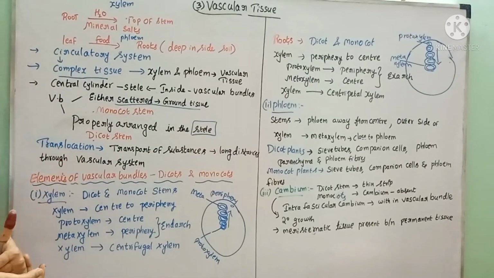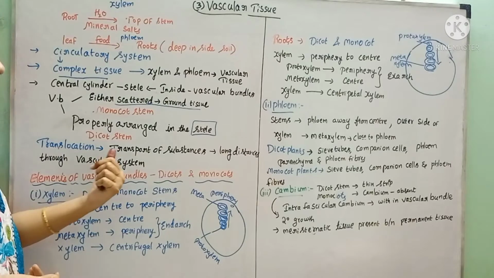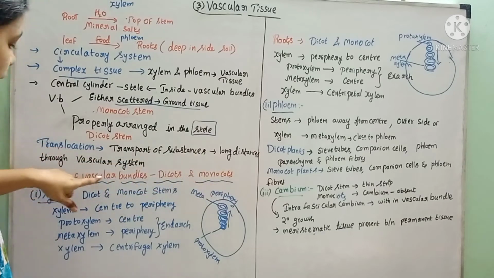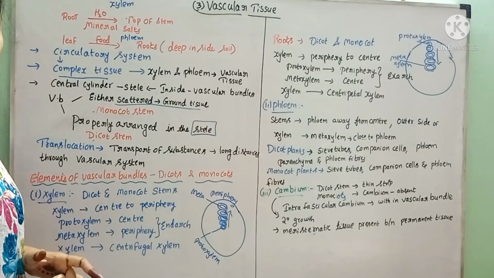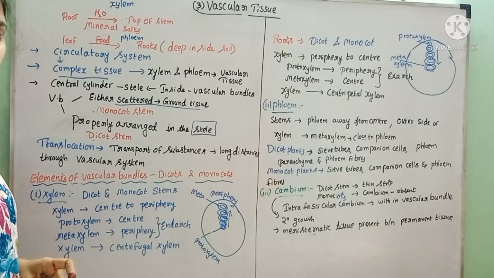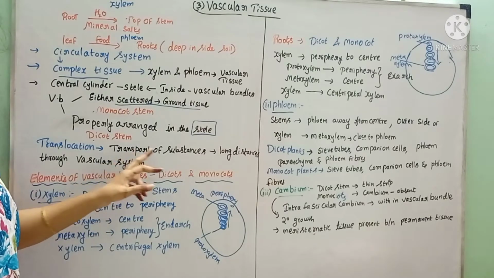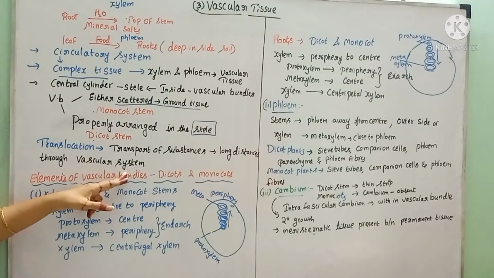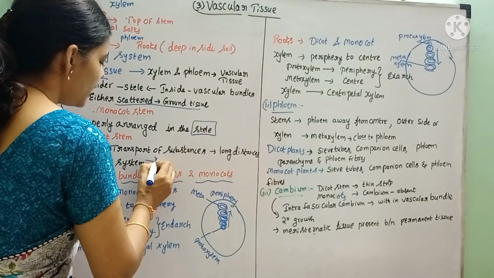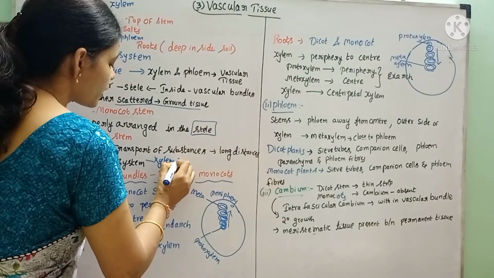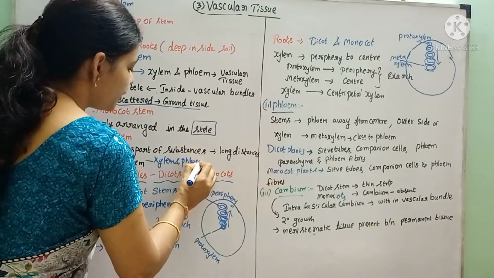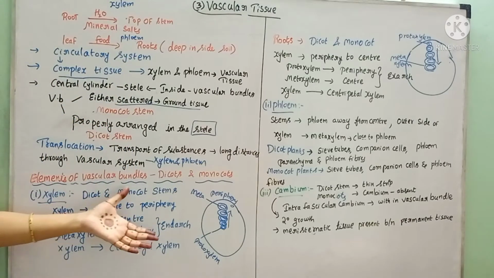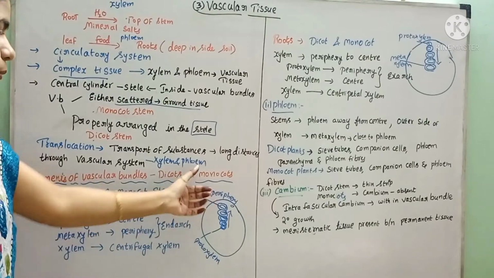And then, what is translocation? Translocation is nothing but the transport of substances over long distances through the vascular bundles, which constitute xylem and phloem. Xylem and phloem. And then, what are the elements present in the vascular bundles in the dicots and monocots?